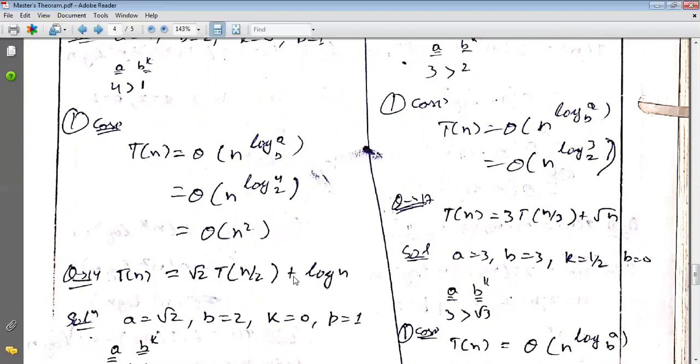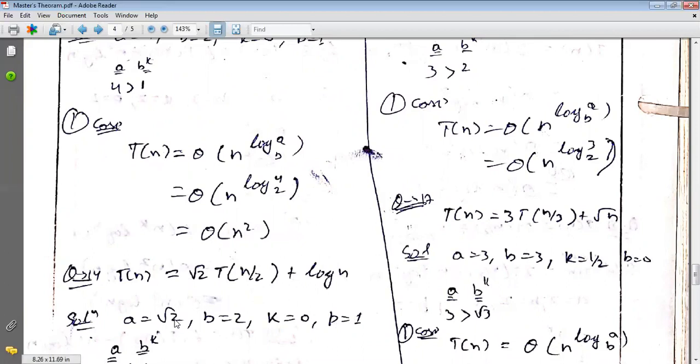Therefore, k equals 0 in this case also. Here we have log of n, and the value of p is 1. So can we solve this equation? The answer is yes, we can solve it.